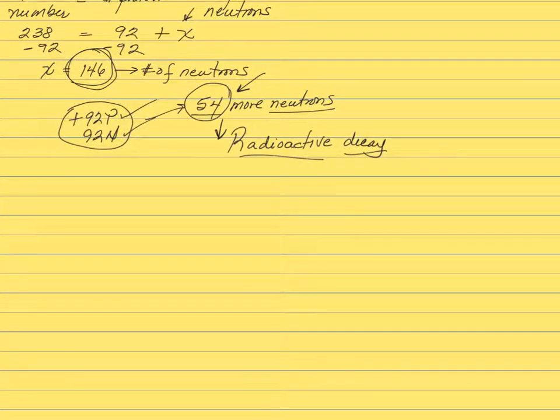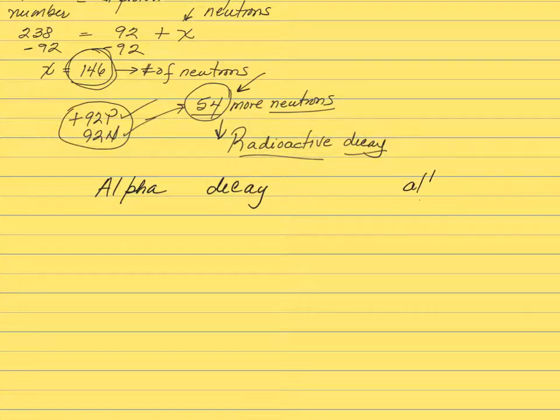We have three types of radioactive decay. The first one is alpha decay. What happens during an alpha decay? Miss Ramos, during an alpha decay, an alpha particle is released. Miss Ramos, what is an alpha particle?